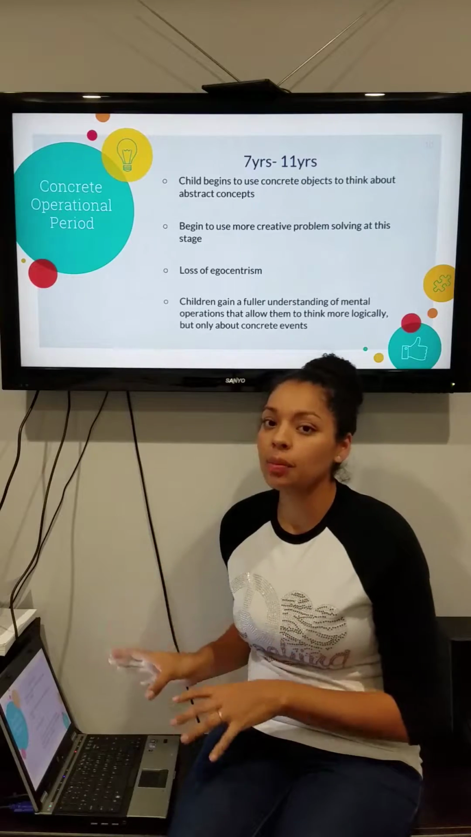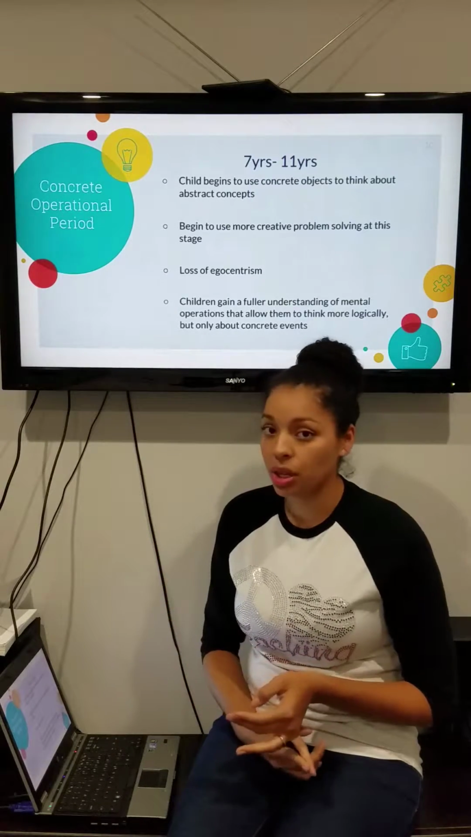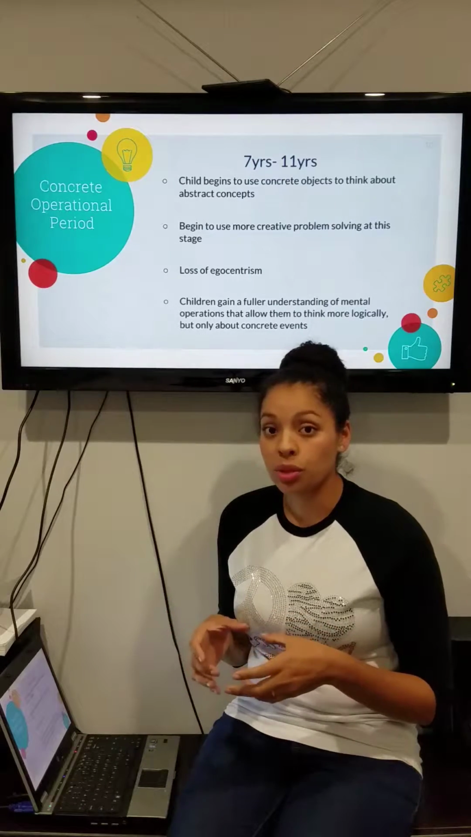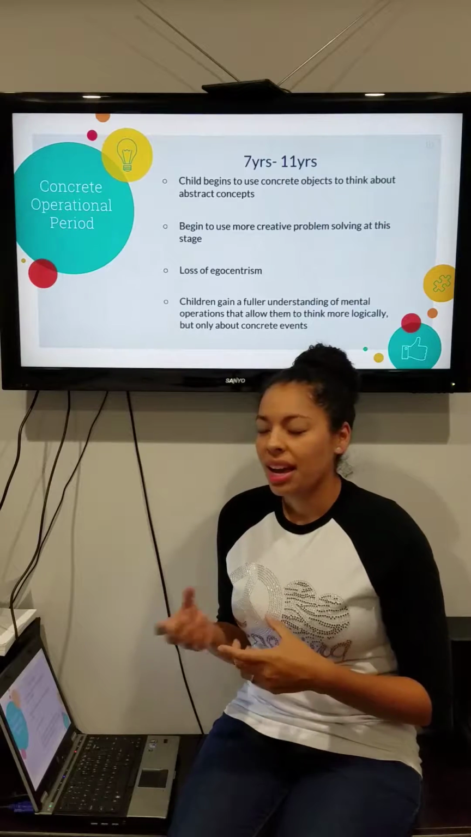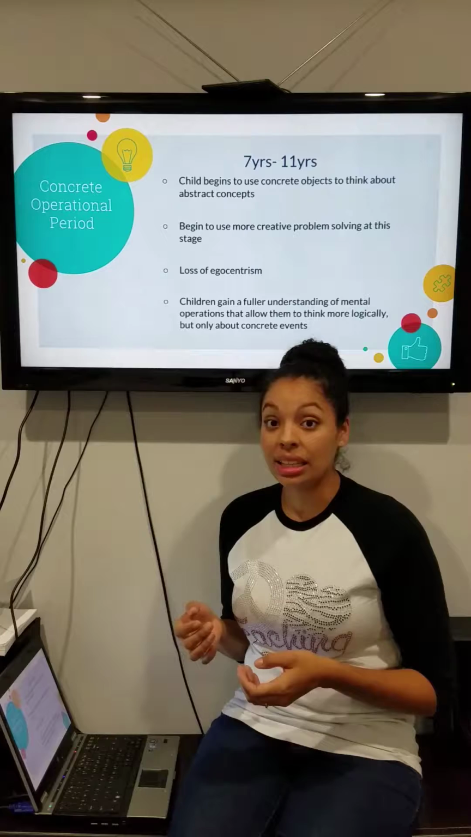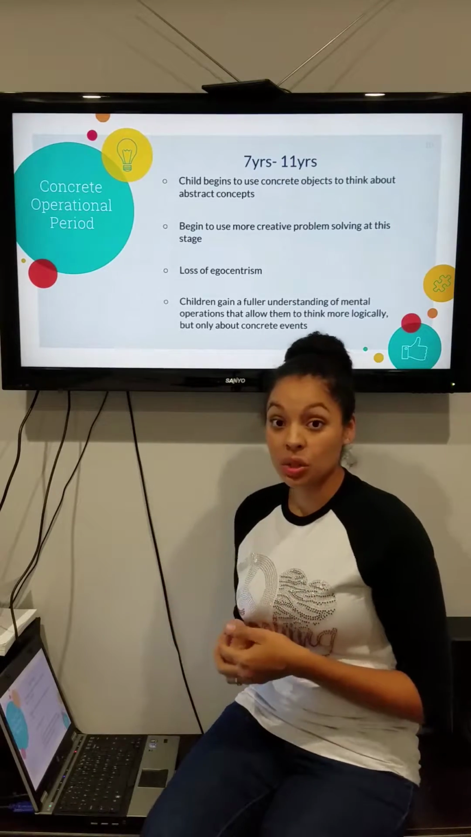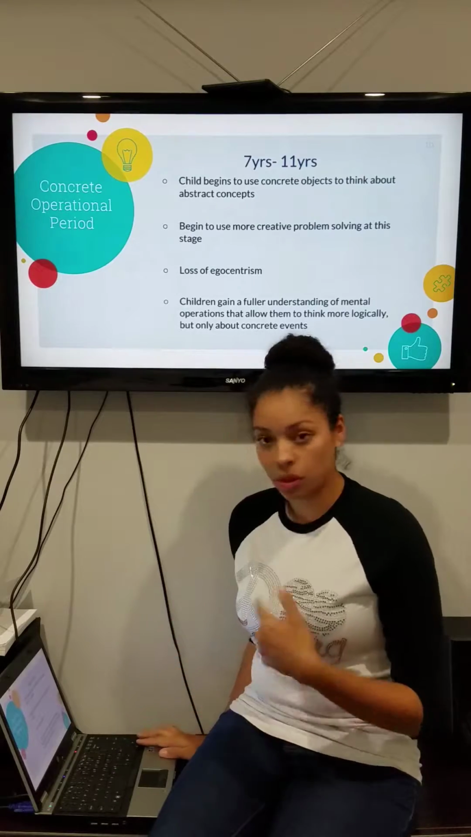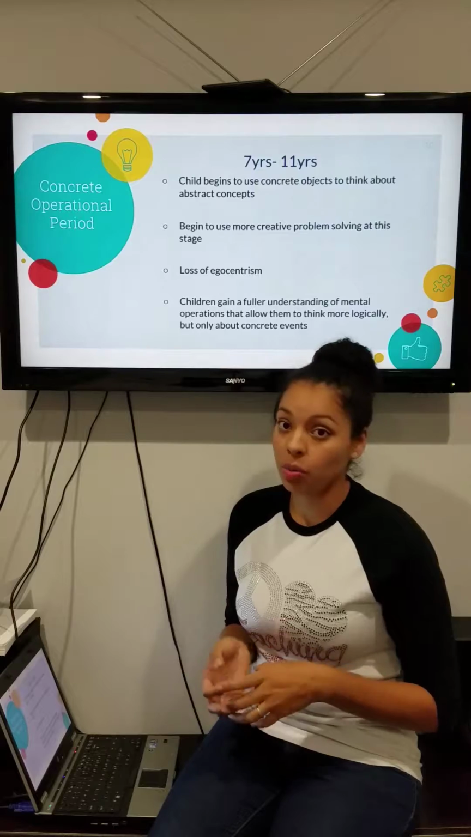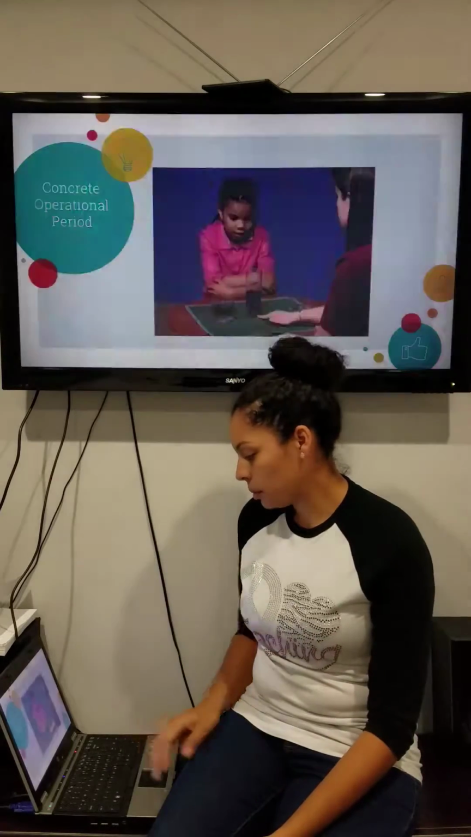Now, the first clip is going to be of a little boy. Now, he is not yet at the concrete operational period. So they're giving him a set of rules, and the lady's reading the rules to them. And like I said, when they don't have that abstract form of thinking, it's just whatever they know, whatever makes sense to them, that's what they're gonna respond to. And then you will see the little girl, who is at the concrete operational period, and how her response differs from the little boy.